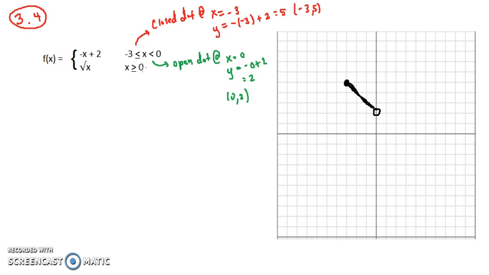Now going to the right piece, we've got the square root of x starting at 0 with a closed dot. We should know where that is just from knowing what square root of x looks like, but we can go ahead and plug it in. We've got a closed dot at 0, and y equals the square root of 0 is 0. So we've got a closed dot at 0, 0 for the right piece. We also already knew that because we know what square root of x looks like. Oh, sorry, that should be in black. Graph in black.